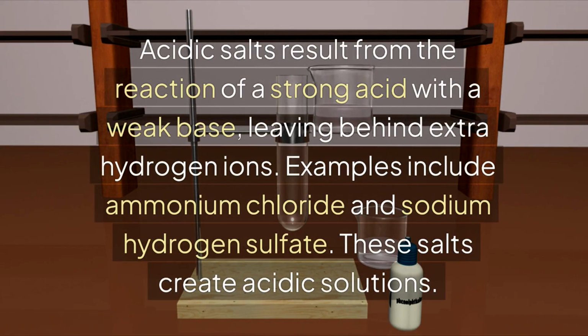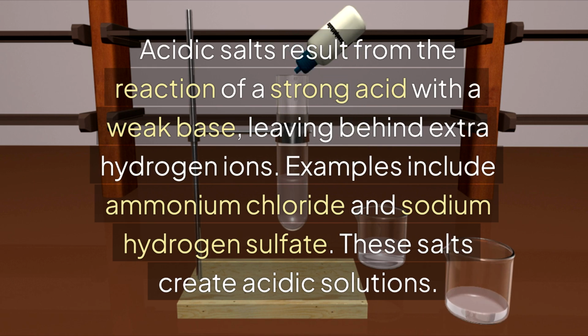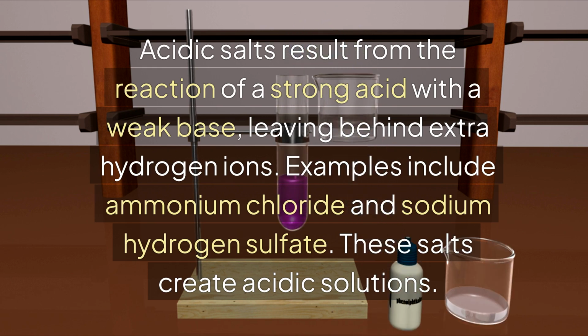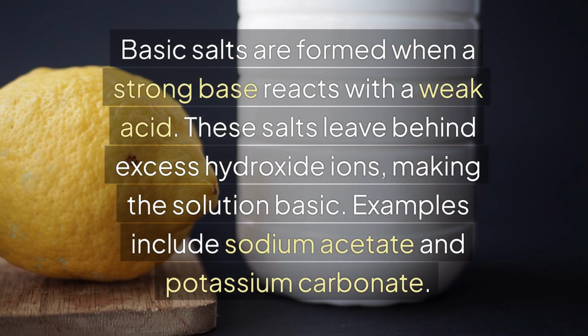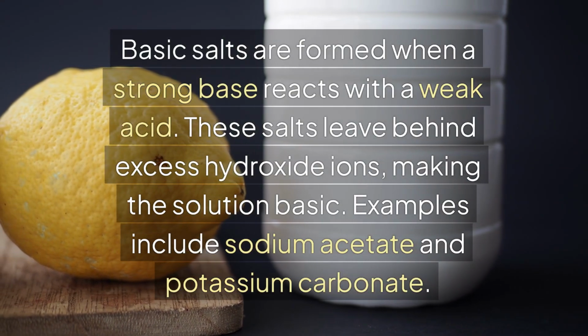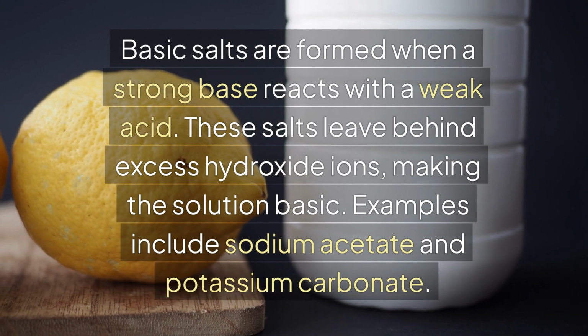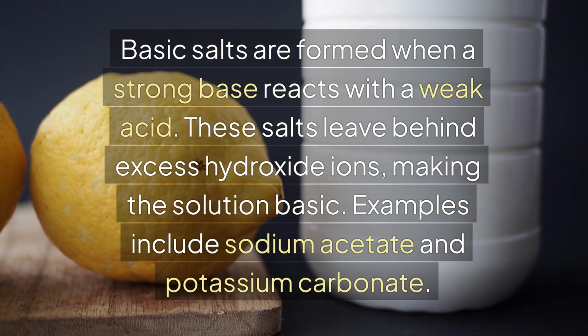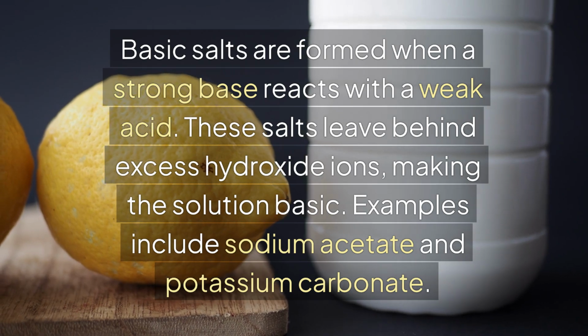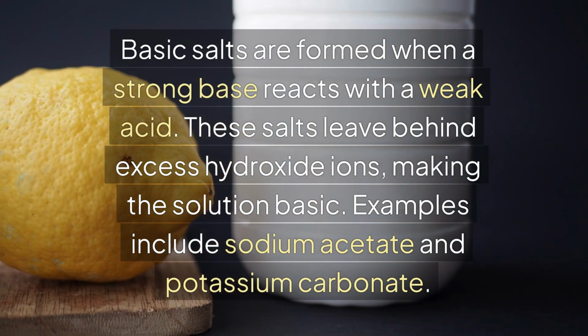Acidic salts result from the reaction of a strong acid with a weak base, leaving behind extra hydrogen ions. Examples include ammonium chloride and sodium hydrogen sulfate. These salts create acidic solutions. Basic salts are formed when a strong base reacts with a weak acid. These salts leave behind excess hydroxide ions, making the solution basic. Examples include sodium acetate and potassium carbonate.